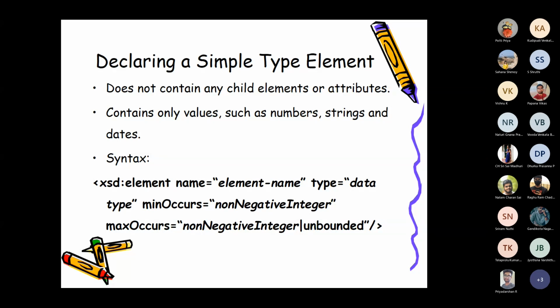Name equals whatever you give in double quotes, and that will be the name. Type is the data type of the value you are going to have. Min occurs says how many times, at minimum, it can occur. Max occurs says the maximum number of times that particular element can occur. That's it, and then the end tag part.